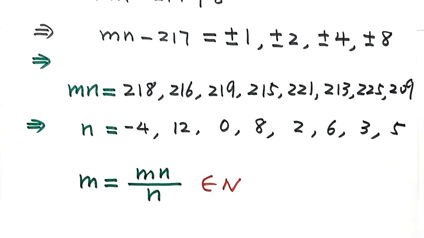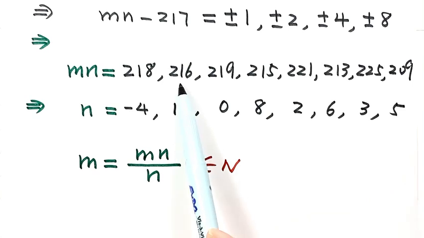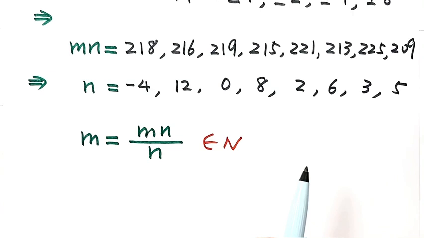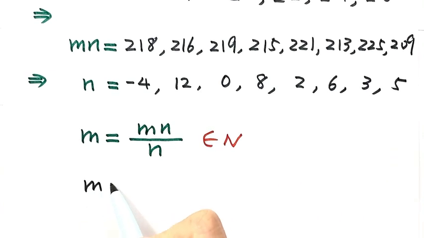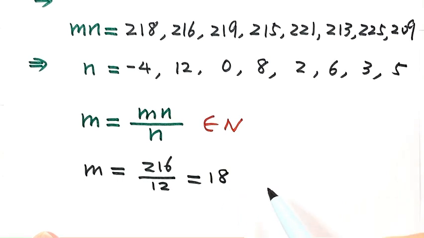Okay, so now let's see the second one. So second one, mn equals 216, n equals 12. Then here, just 216 over 12, then equals 18. 18 is a positive integer, so that's a solution.